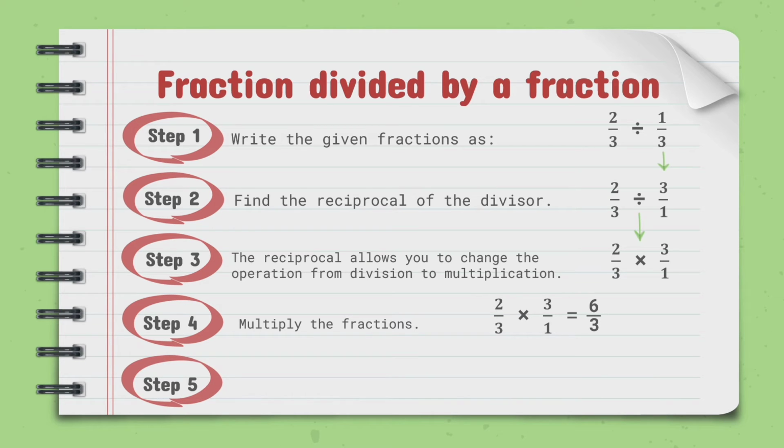Next, step 5, write the answer in simplest form. So this time we have to simplify our answer. As you can see, our answer here is 6 over 3. So we can divide 6 by 3. How many 3 are there in 6? There are 2. 6 divided by 3 is 2. So our answer is 2.